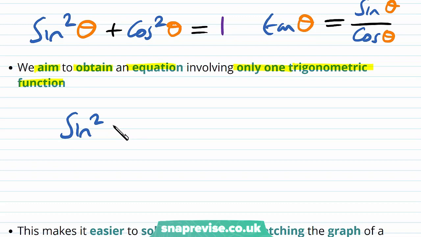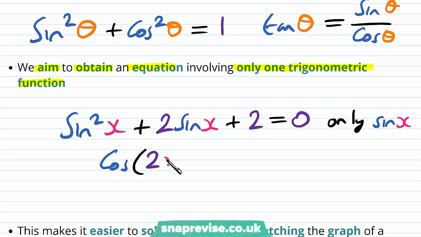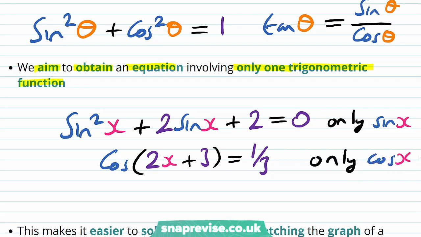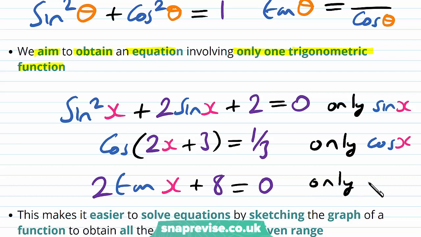Sine squared of x plus 2 sine of x plus 2 equals 0. This equation only involves the sine of x. Or similarly, the equation cos of 2x plus 3 equals 1/3. This equation only involves the trigonometric function cos of x. Or lastly, 2 tan of x plus 8 equals 0. This equation only involves the trigonometric function tan of x.